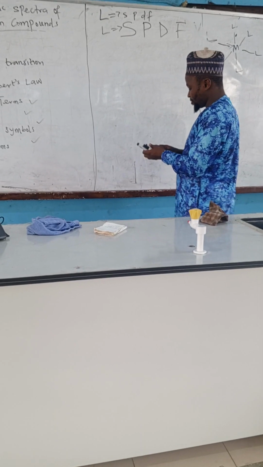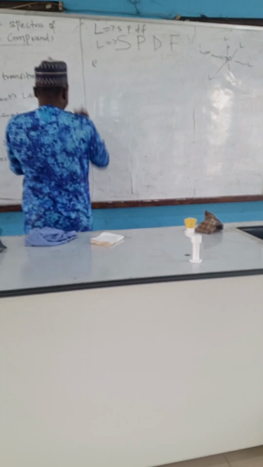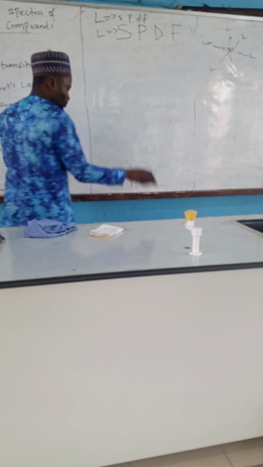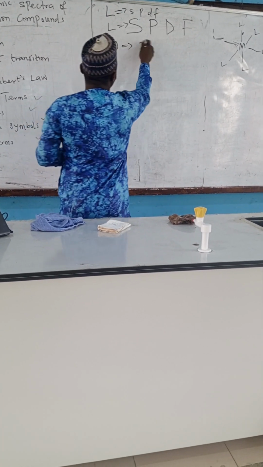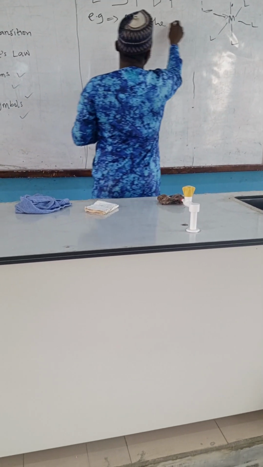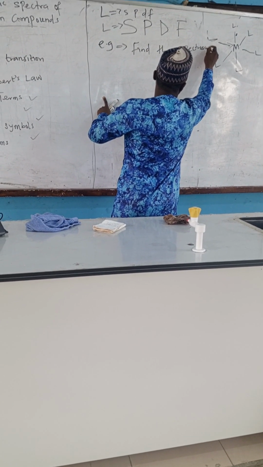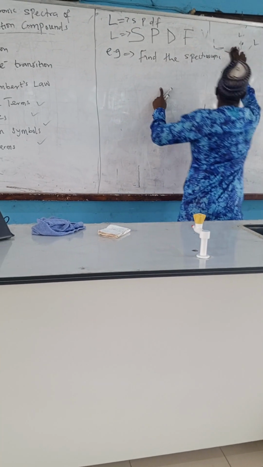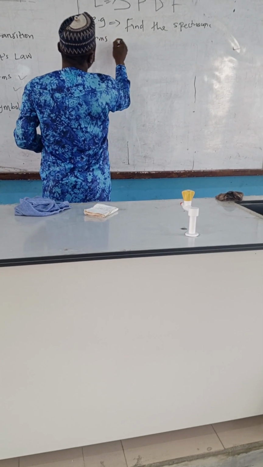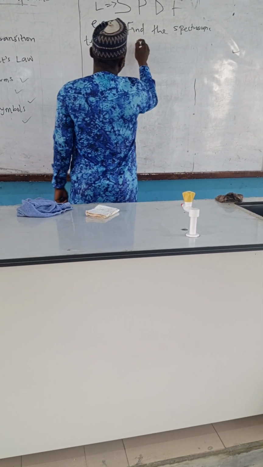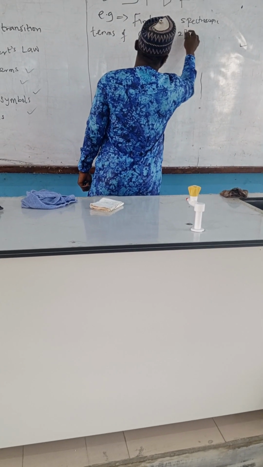Now, for instance, you have a p2 example. For example, find the spectroscopic terms of carbon: 1s2, 2s2, 2p2.